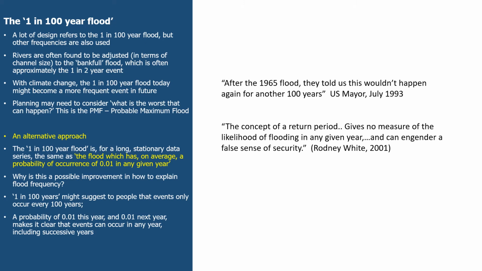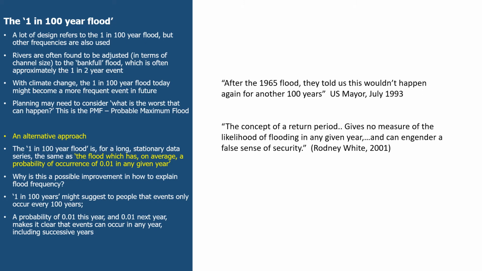Our river channels are actually adjusted. In other words, the size of the channels is related to a much smaller event. The bank full flood that just stays within the river in many parts of the world occurs about once every 2 years. It might be once every 1.5 or 5 or 7, but it's quite a commonly occurring event, much smaller than the 1 in 100 year flood.